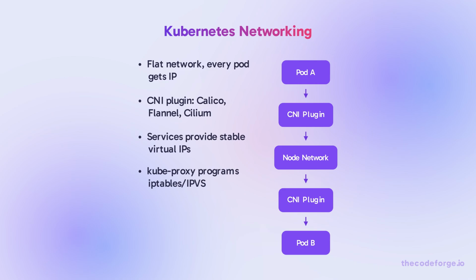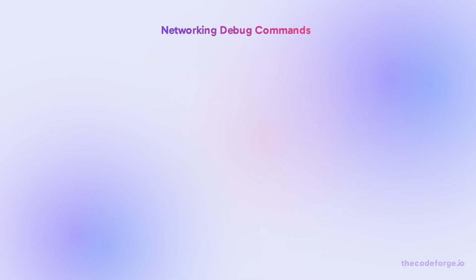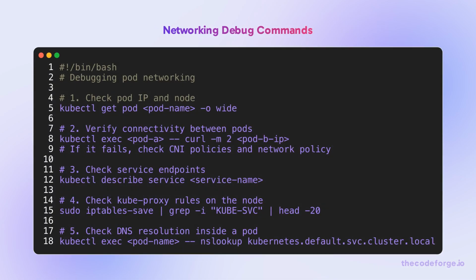This is achieved through the Container Network Interface, CNI plugin. Each pod gets its own IP address. Services abstract pod IPs and provide stable virtual IPs. kube-proxy watches services and programs iptables or IPVS rules. Here are commands to debug pod networking.